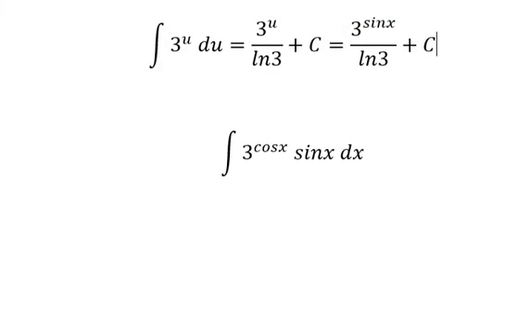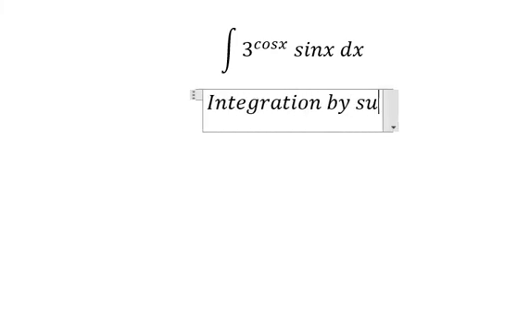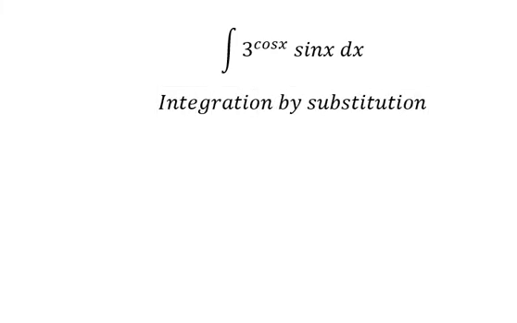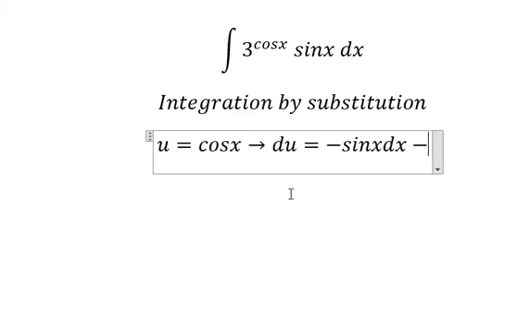Now let's go to the second one. We can use integration by substitution. So I will put u equal to cosine x. Later we do first the derivative for both sides, and we have negative sin x dx.